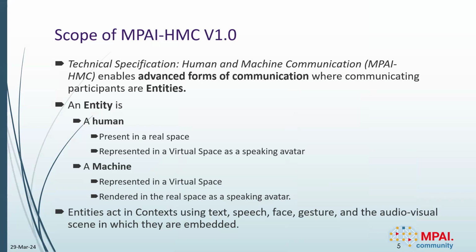And now we need to define a couple of terms. Entity is a cover term for either a human or a machine. And as we saw, the human can be shown as real video, or as an avatar, while the machine will always be an avatar. Both can be seen in either real or virtual environments. What's a context? Well, context is a short way of saying cultural context. And again, that often includes the language belonging to that cultural context. And how do entities act in scenes with context? They act very flexibly, using text, speech, faces, and/or gestures.